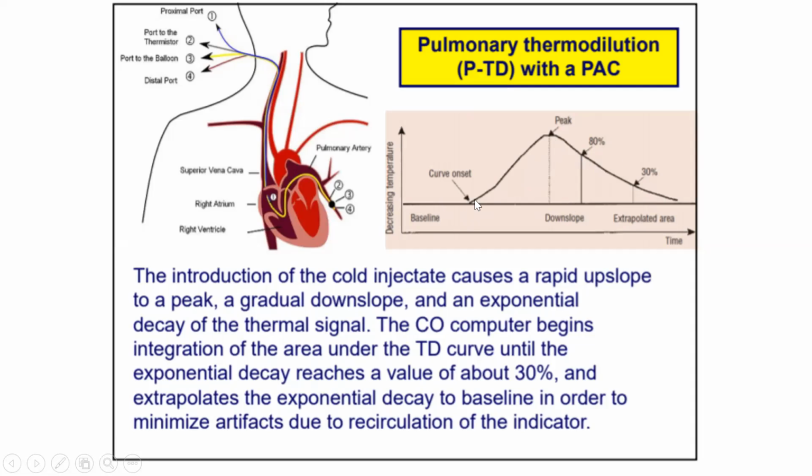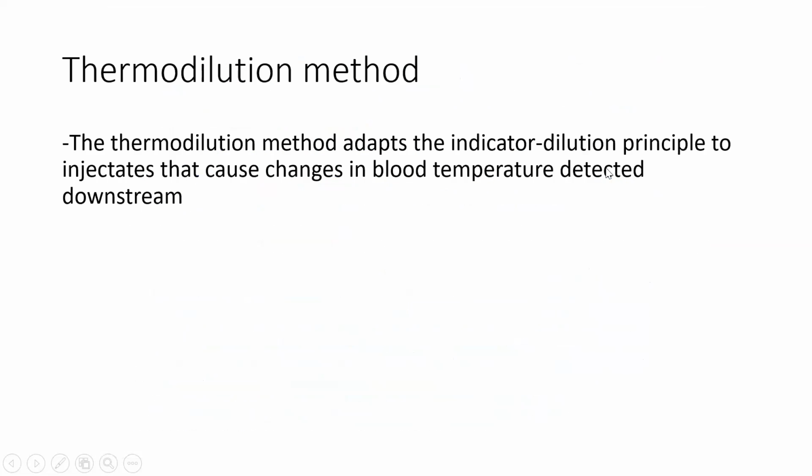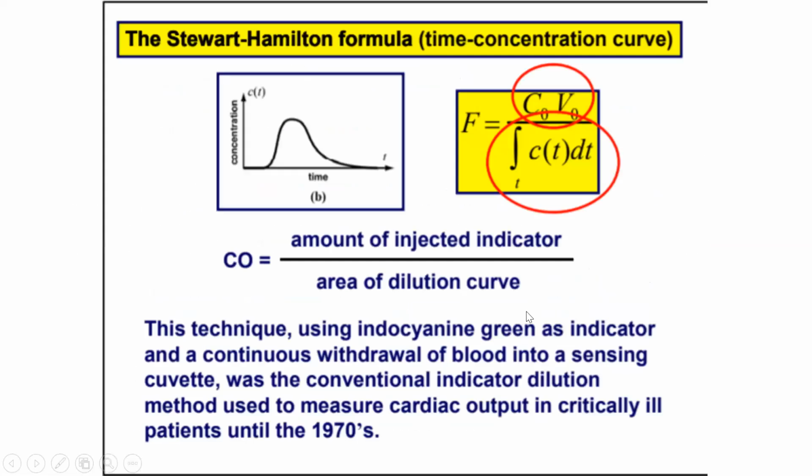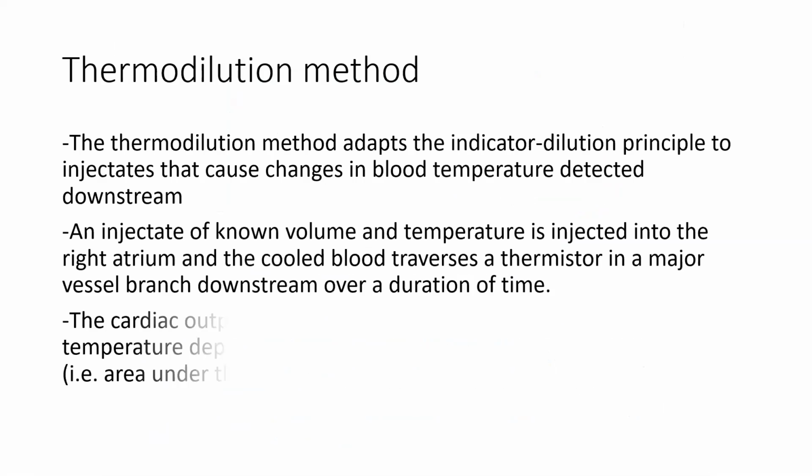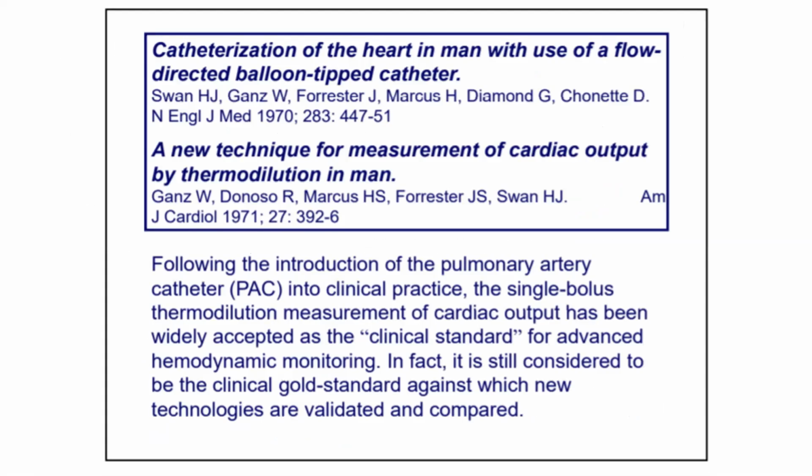Because you can plot the change in temperature over time, you can use it to calculate your cardiac output, which is the same as what I told you before. Only now the numerator is the temperature, and the denominator is the area under the dilution curve, the temperature under the curve. Okay, that is how you measure cardiac output using the thermodilution method. So you know the change in temperature over time, right? And when you look at the area under the curve, you will know the cardiac output.